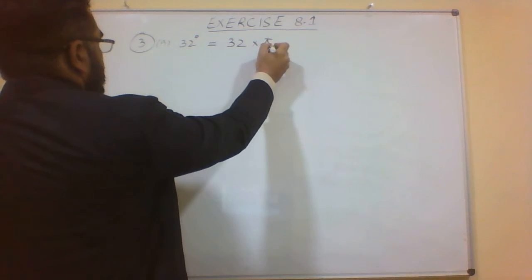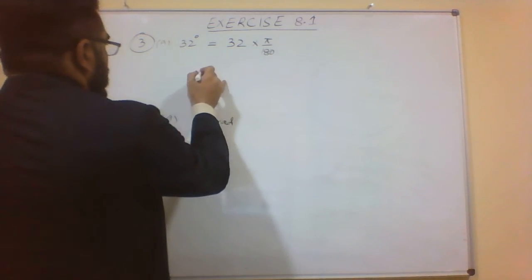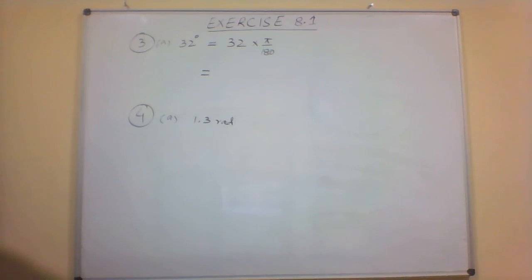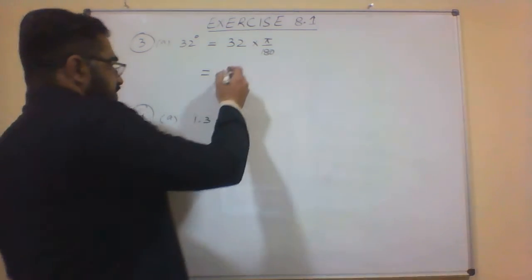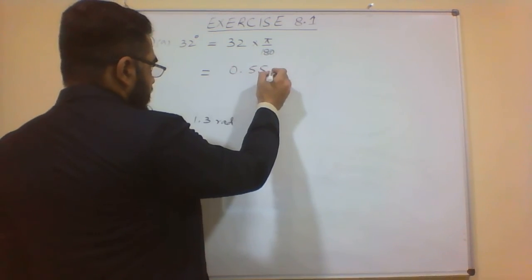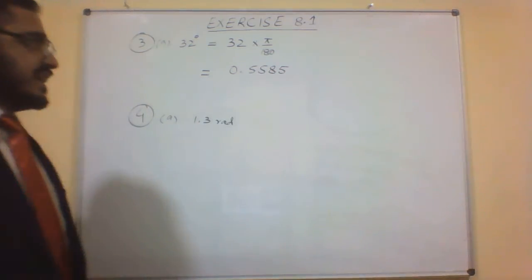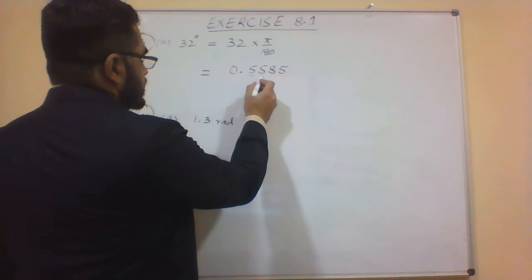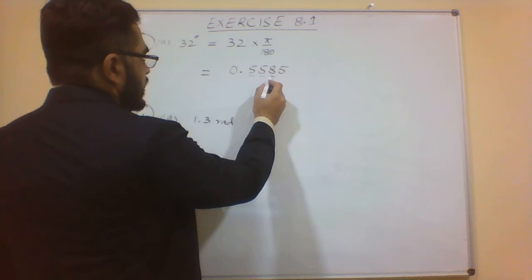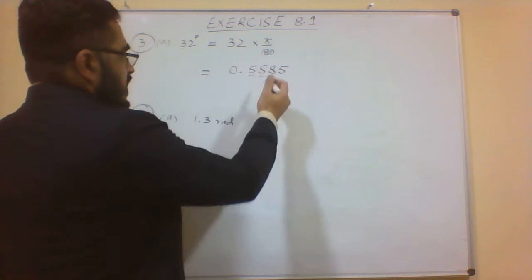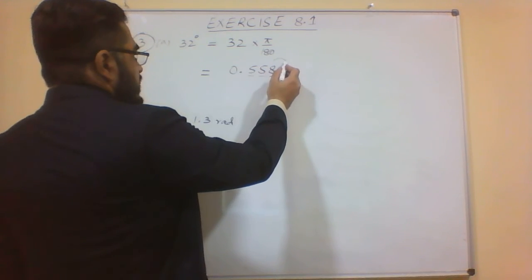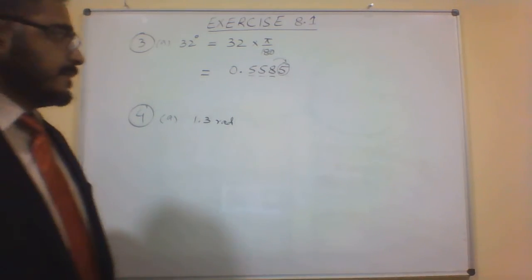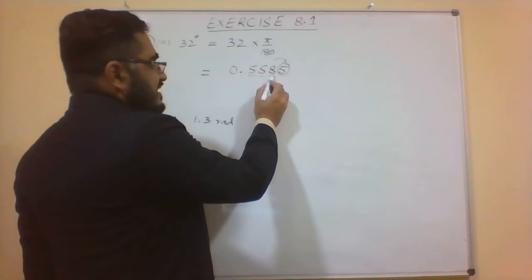32 into pi divided by 180. 32 into pi divided by 180, what answer is coming here? 0.5585. 0.5585. But it says write it in 3 significant figures. Okay, then in 3 significant figures we will go only up to this 8. Then next to this digit we will check, is this digit 5 or more than 5? Then we will increase 1 in this last digit.